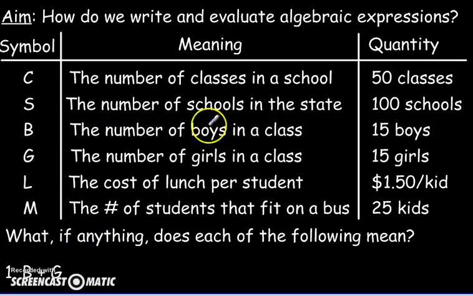So, in English, what does the sum of the number of boys in a class and the number of girls in a class mean? Well, that would be the number of students in a class.